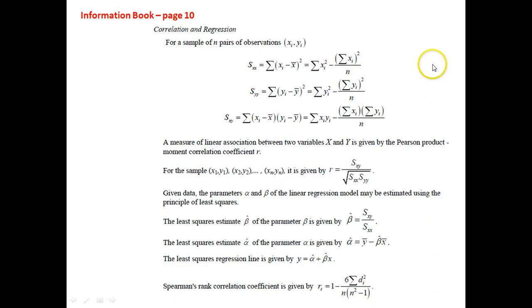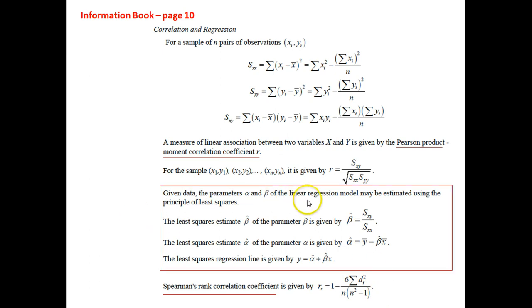In the information book, you are given this under a heading of correlation and regression. So your Pearson's product moment correlation coefficient is given there, r equals. At the bottom is your Spearman's rank correlation coefficient, and in the middle is your linear regression estimates. So your estimate for beta, our b, is given by Sxy over Sxx, and your estimate for alpha, our a. So our least squares regression line is given there.